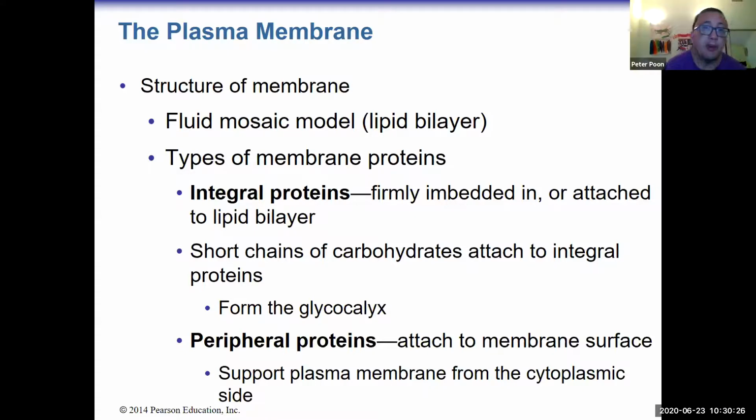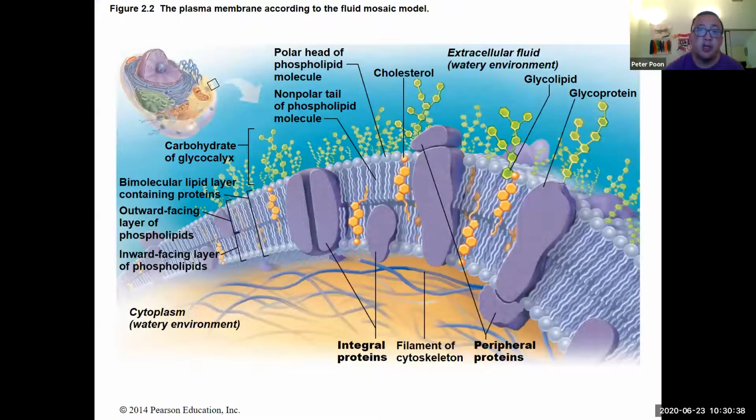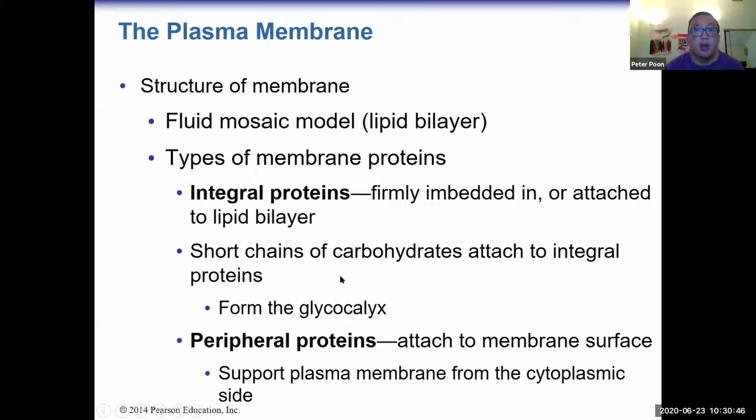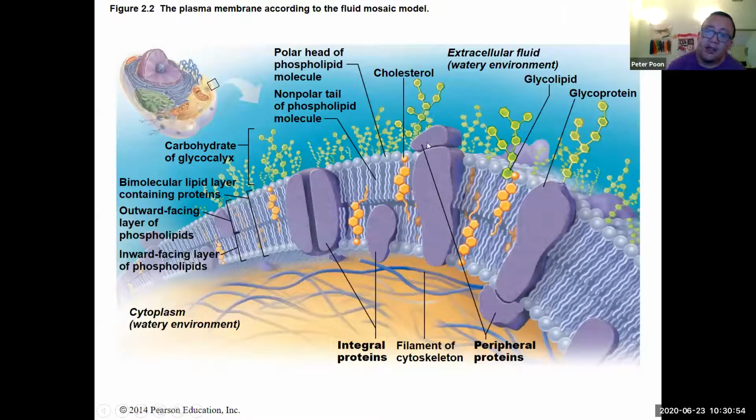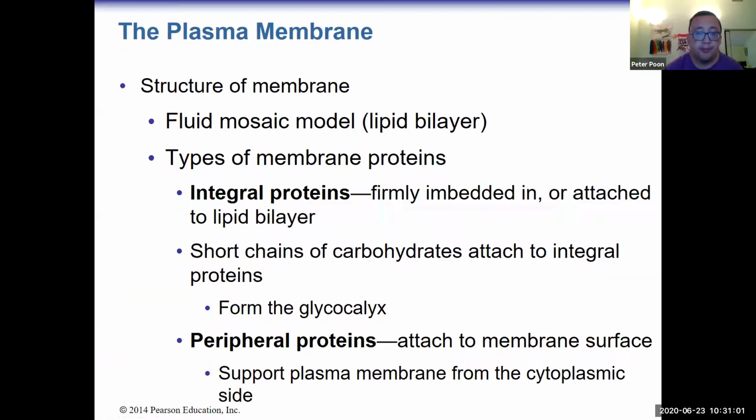There are two types of membrane proteins: integral proteins, which span the entire bilayer. Integral literally means across the bilayer. Peripheral proteins are on the periphery of the bilayer, attached either only on the outside or only on the inside, and never both.